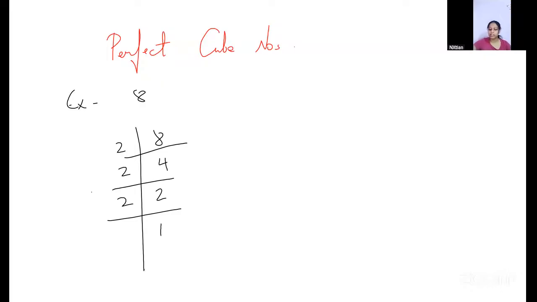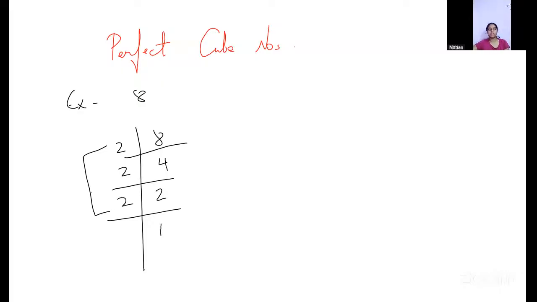Okay. Now, in 8, I have the factors 2, 2, and 2. Do you remember that when we used to find square root, we used to make pairs of 2. In cube root, we make pairs of 3. So, this is one pair, which means that 8 is a perfect cube number.